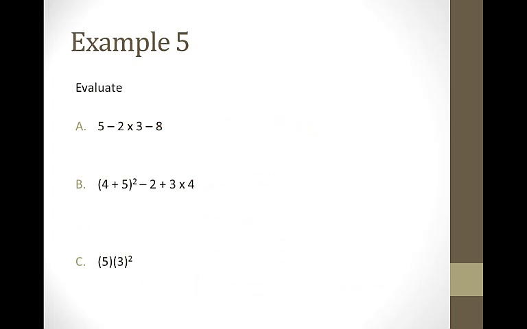So pause the video here and see if you can do example 5. Welcome back. So let's do these. So 5 minus 2 times 3, we're going to have 5 minus 6 minus 8. And here I usually just go left to right. So 5 minus 6, we have negative 1 minus 8, negative 9.